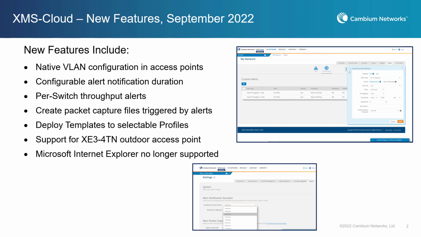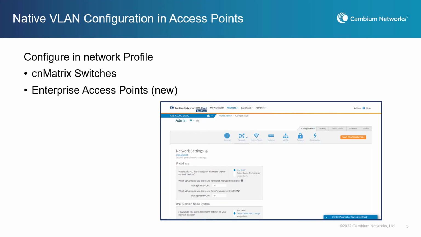This new release includes support for native VLAN configuration and access points, configurable alert notification durations, per switch throughput alerts, and much more. For security purposes, many network administrators will change the network native VLAN from the default of VLAN 1 to a different VLAN.